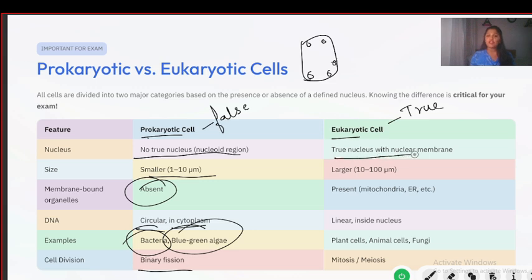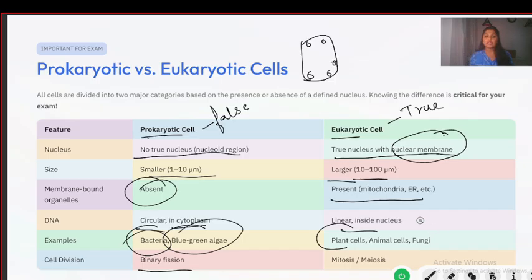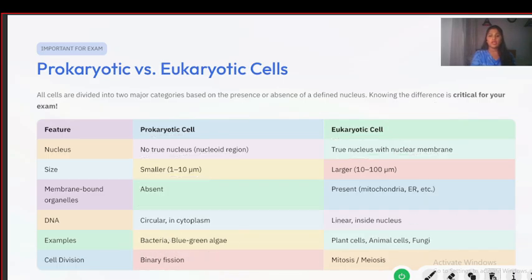Eukaryotes have a true nucleus with a nuclear membrane. The nucleus is present, there is a nuclear membrane, the outer covering is also present, so they are called true cells. They are larger compared to prokaryotes, 10 to 100 micrometer. Membrane bound organelles like mitochondria and endoplasmic reticulum are present. The DNA is linear and inside the nucleus. Examples are plant cell, animal cell, fungus, fungi. All these are examples of eukaryotes. Division occurs through mitosis and meiosis. We will go through this division again once we understand all the organelles.